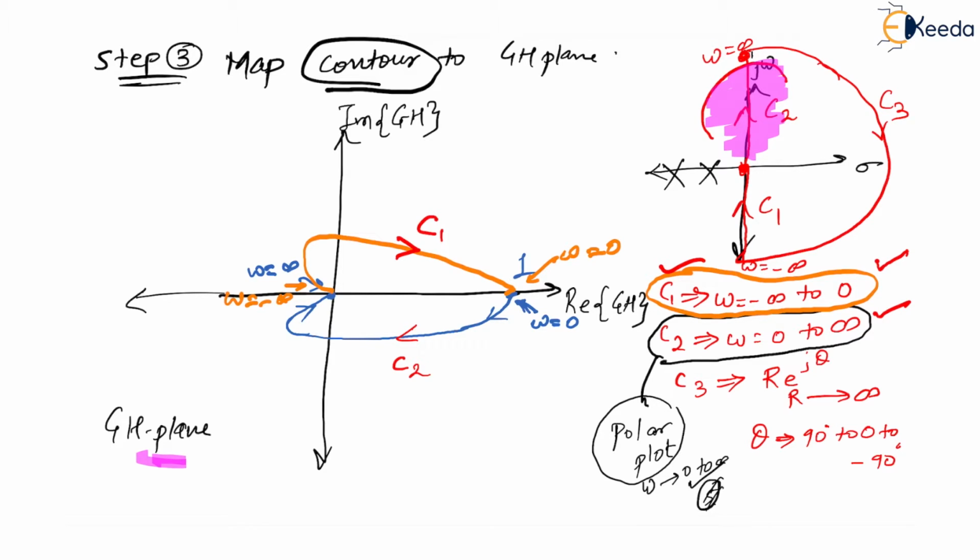Now I am interested in mapping C3. How to map C3? That is the question, right? So it is nothing but r into e to the power j theta. What will I do? You have to map this in GH, right? So very simple. What is your GH? GH is 1 upon (S tau 1 plus 1) into (S tau 2 plus 1), right?